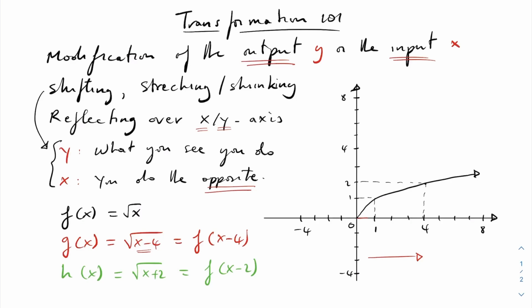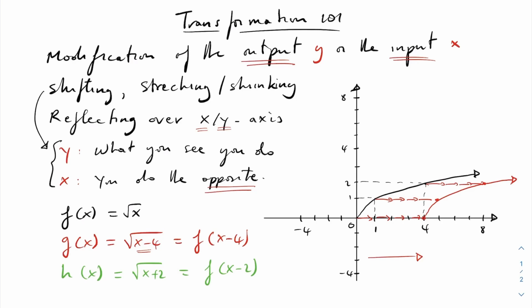And so for the points here, the point (0, 0) is going to become the point (4, 0). The point (1, 1) is going to become the point (5, 1). And the point (4, 2) is going to become (8, 2). And so with that, you can connect them together and you get a new graph g of x.